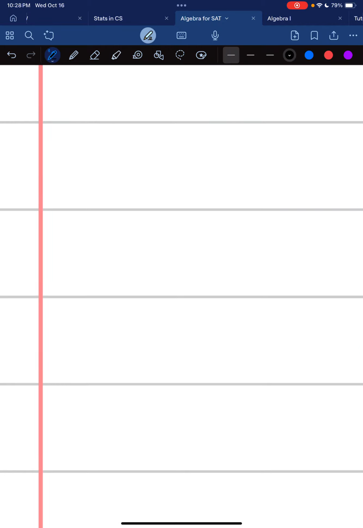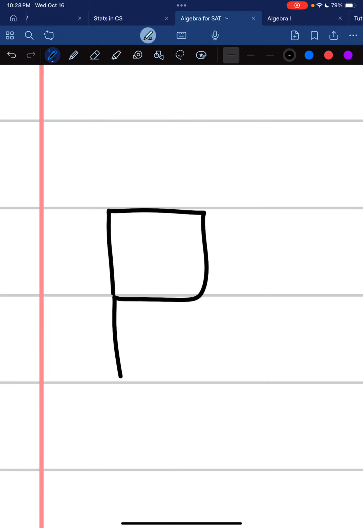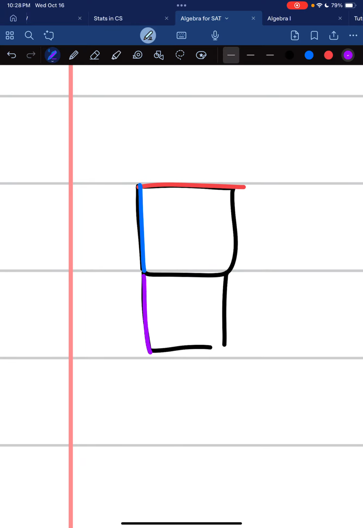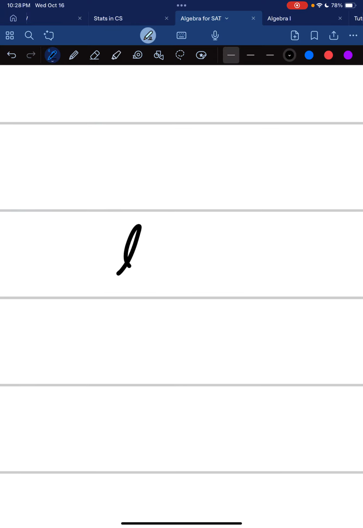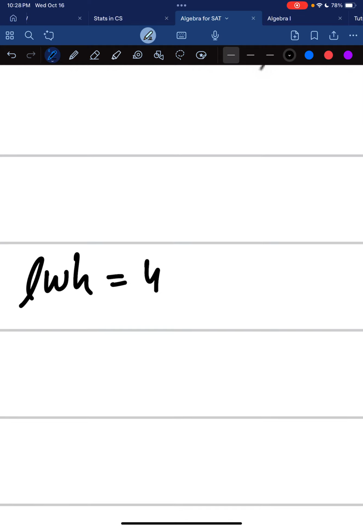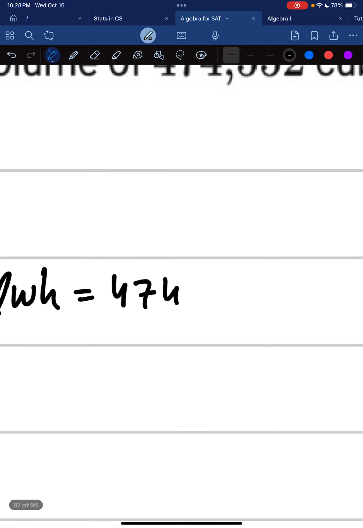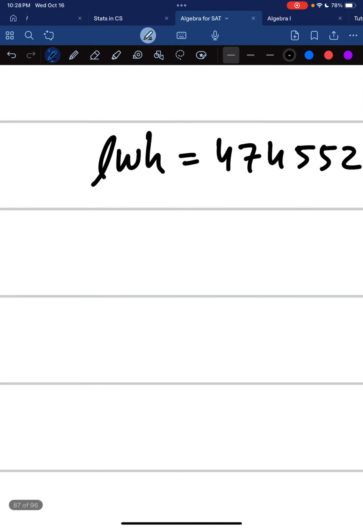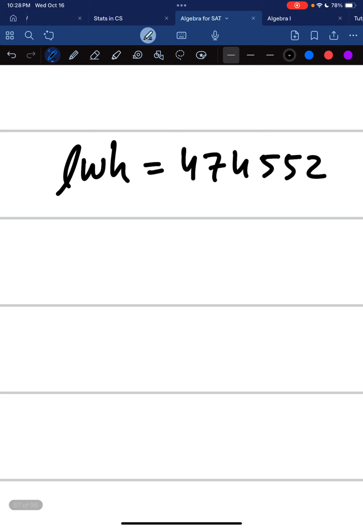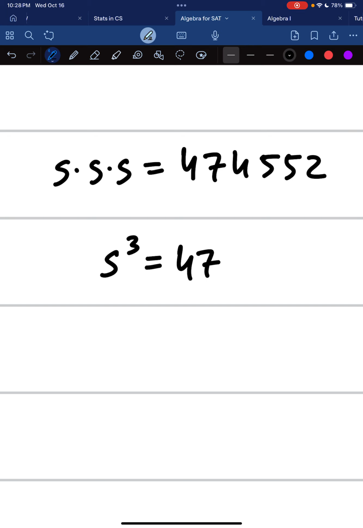And we know that for a cube, the length, width, and height are all the same, right? Because it's a cube, it's made up of squares. This length is the same as this length, which is the same as the height, right? So length times width times height, which is the formula for the volume of a cube, is equal to 474,552. And we know that length, width, and height are all the same amount, because it's a cube. So I can just replace this with s times s times s, where s is a side length. So in other words, s cubed is equal to this number.